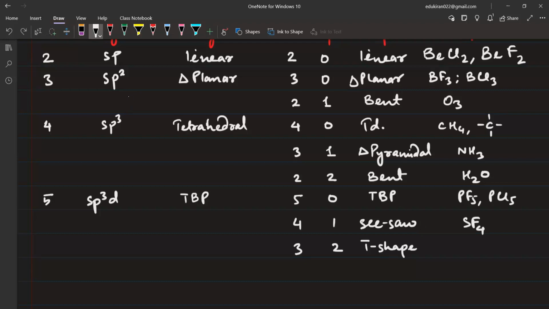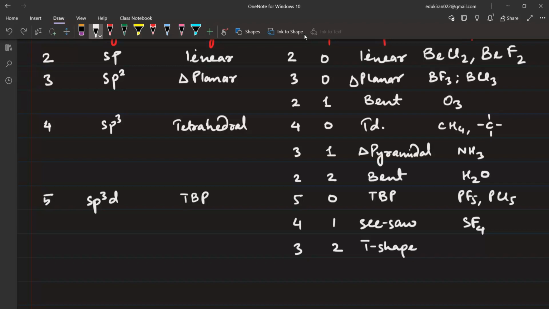Okay. So, you don't need to memorize it. Okay, you have to make it and then understand it properly. You will do it 2 times, 3 times. You make the TBP and then make seesaw and then make T-shape. Then only you are going to understand it, and then only you are going to be able to remember it, not memorize. Okay, don't sit with it and memorize it like that.